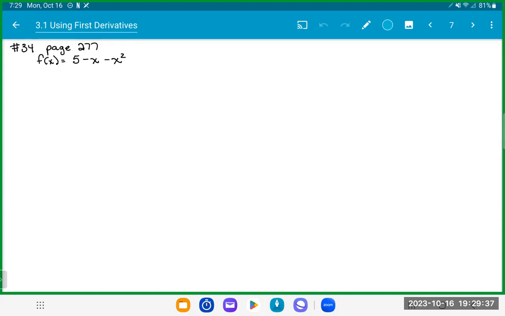Okay, so when we are given a problem like this, the first thing we want to do is find our critical values, right? So I'll write here, we first find critical values.